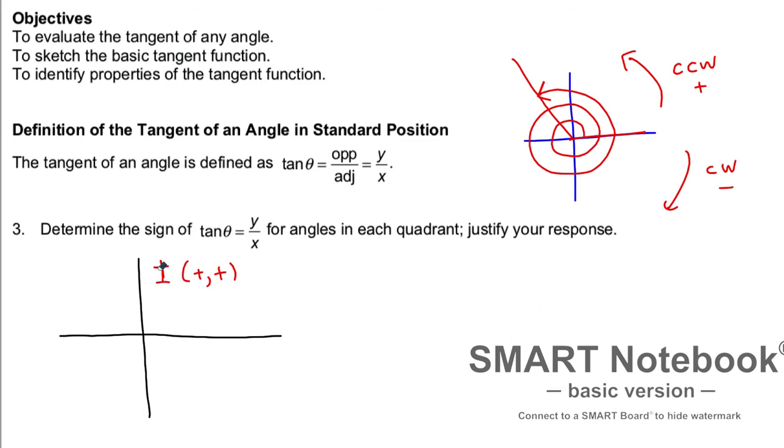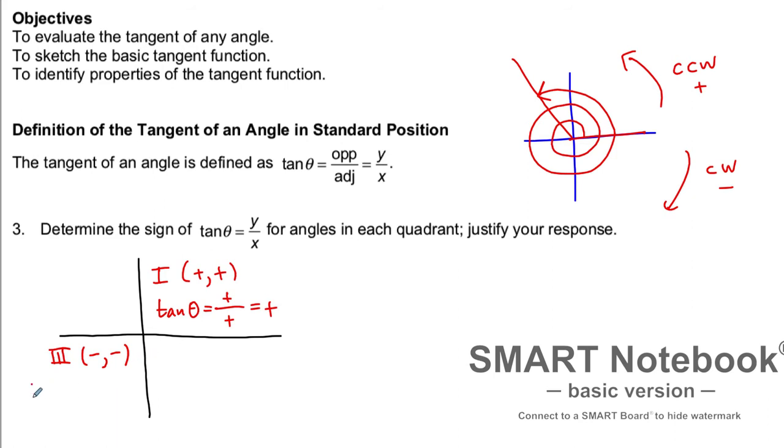This is a Roman numeral 1 for quadrant, so I'll just make it a little bit clearer. Quadrant 1, x is positive and y is positive. So tangent of the angle is going to be positive y divided by positive x, which is positive overall. We can also see that in quadrant 3, we're going left and down, so x is negative and y is negative.